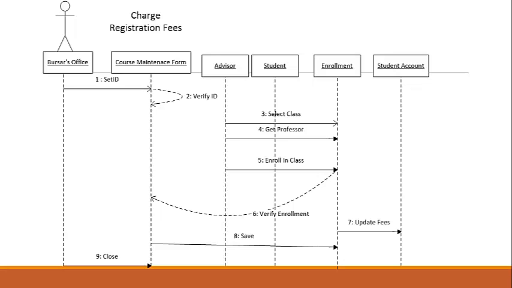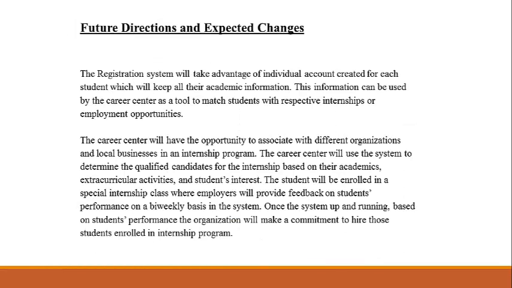UML data sequence for charging registration fees. The registrar's office sets the ID. The course maintenance form verifies the ID. Once the advisor and student select a class, get a professor, and then enroll in a class, the course maintenance form verifies enrollment. Once enrollment is verified, then the registrar's office can update the fees to the student's account. Save, then close.